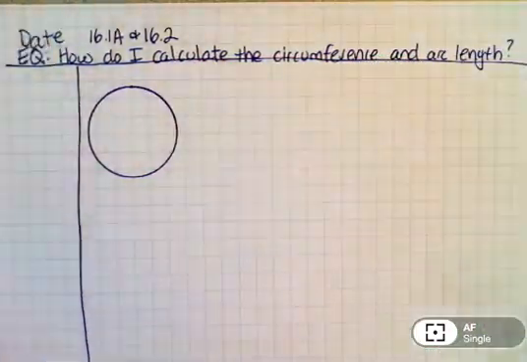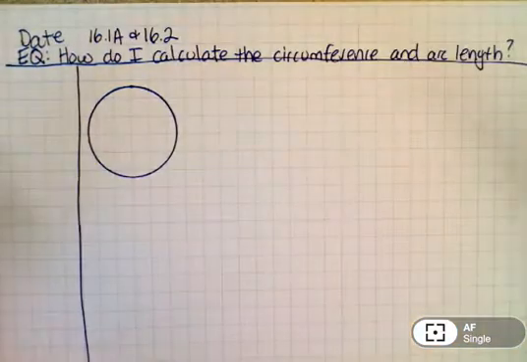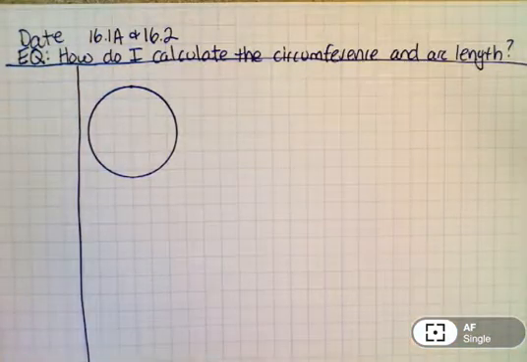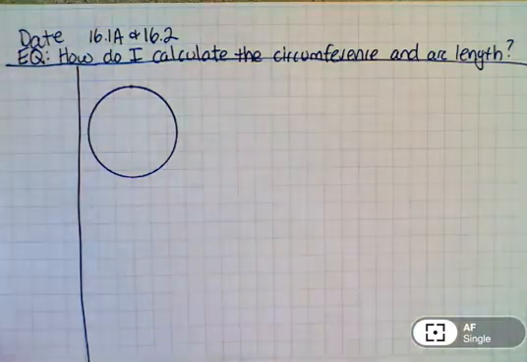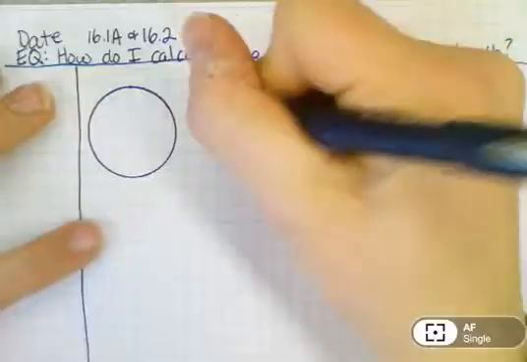And it's hard to calculate because it's not straight, right? So I can't just count the number of boxes, it's curved. And so calculating the circumference requires a formula. We can't just guess. But let's go ahead and take a minute and define circumference.